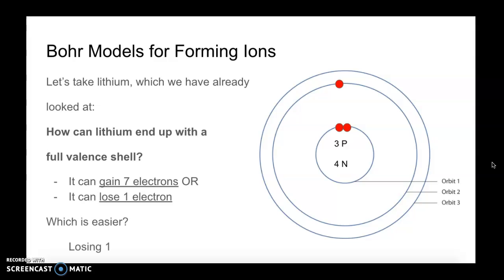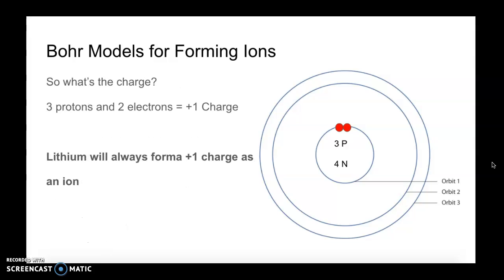So if we lose 1, if you look on the Bohr model, we can remove that electron. And now we have a full shell. So what's the charge on lithium? Well, now there's 3 protons and only 2 electrons, so more protons than electrons, so it has a +1 charge. Lithium will always form a +1 charge because it will always lose its 1 valence electron.